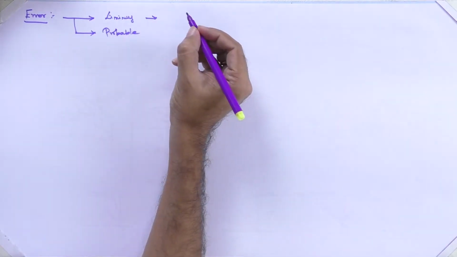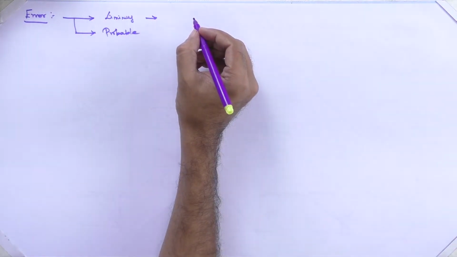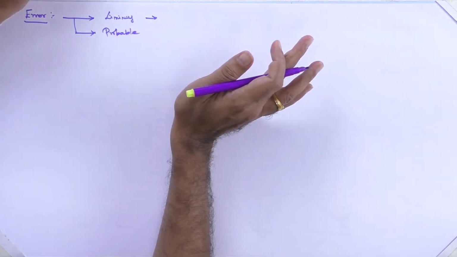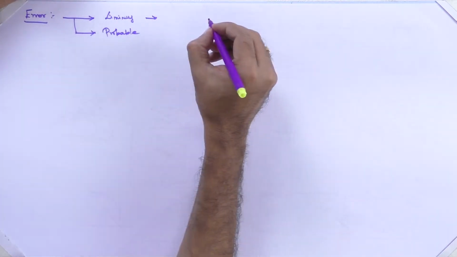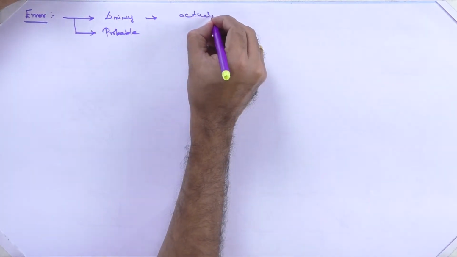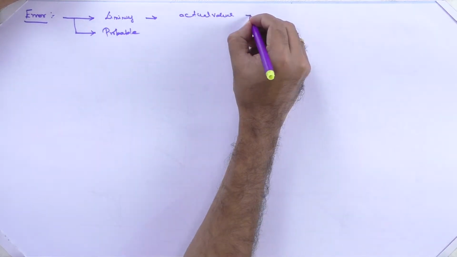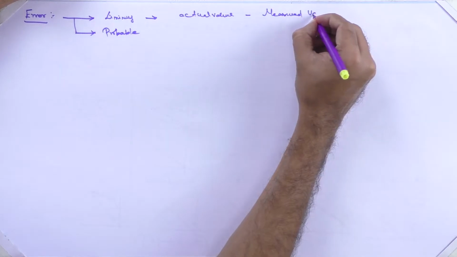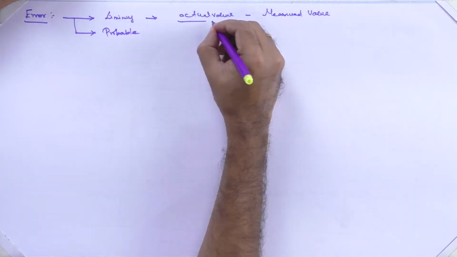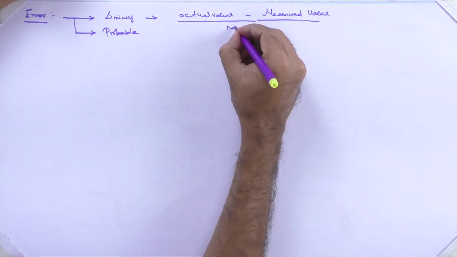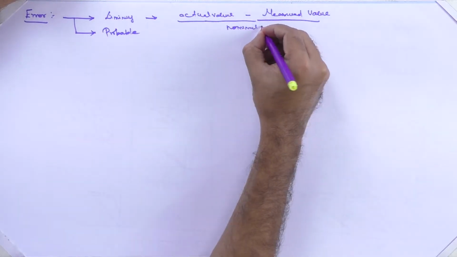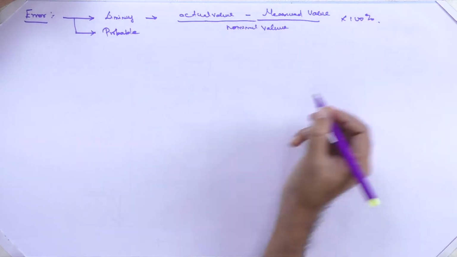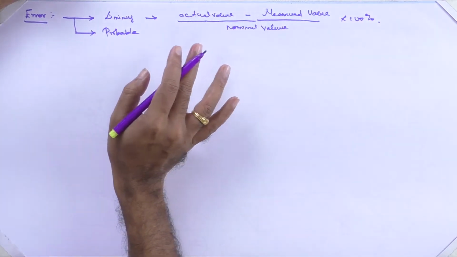Limiting errors can be defined as the ratio of error to the specified magnitude of a quantity. It is represented as the actual value, or the value that you are measuring from your standard instruments, minus the measured value, divided by the average or the nominal value, times 100 when you want to represent it in percentage. These are simple definitions.